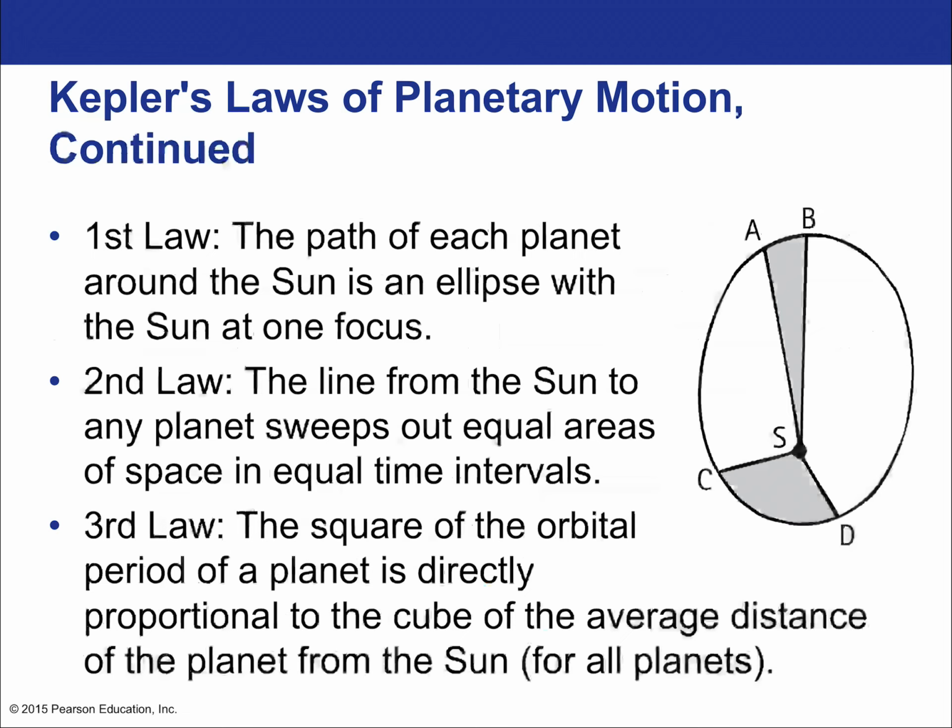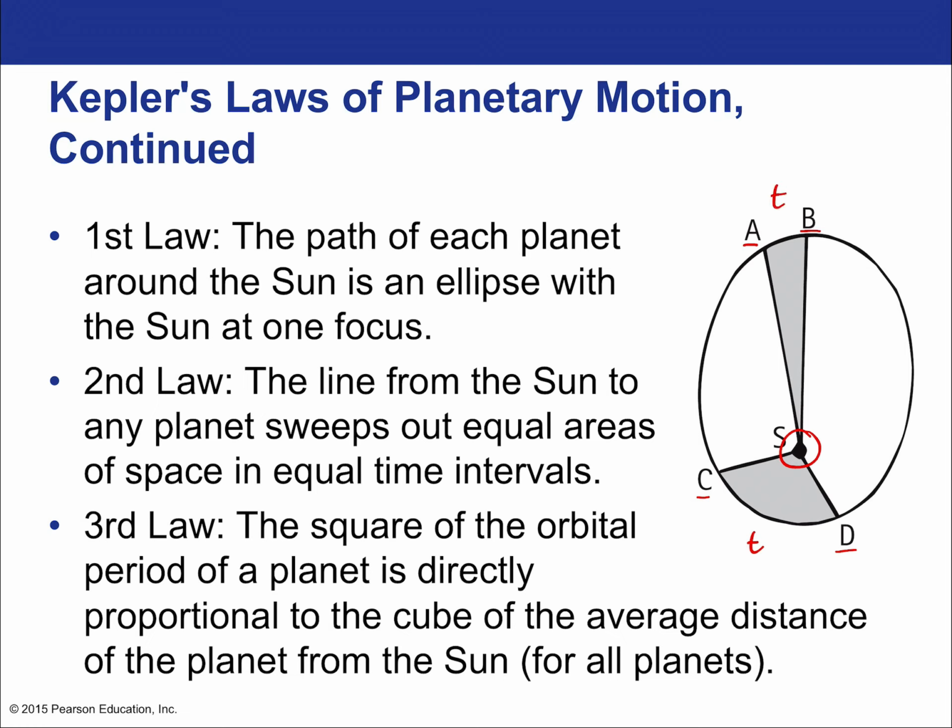Okay, so the first law: the path of each planet around the sun is an ellipse with the sun at one focus. All right, so you can see here's the sun at one of the foci. The second law: the line from the sun to any planet sweeps out equal areas of space in equal time intervals. In other words, to go from D to C takes an equal amount of time, which we call t, as to go from A to B. All right, equal time there as well.